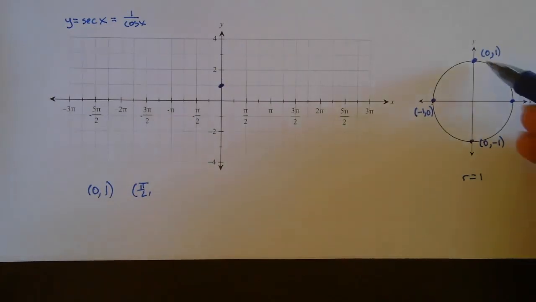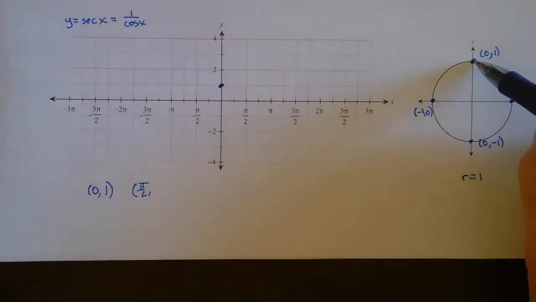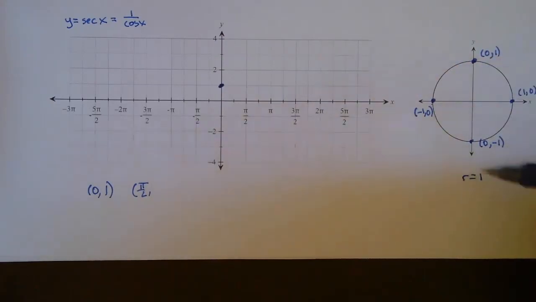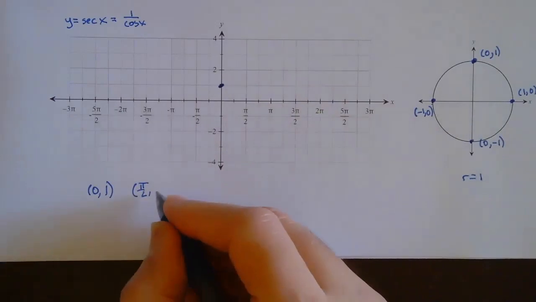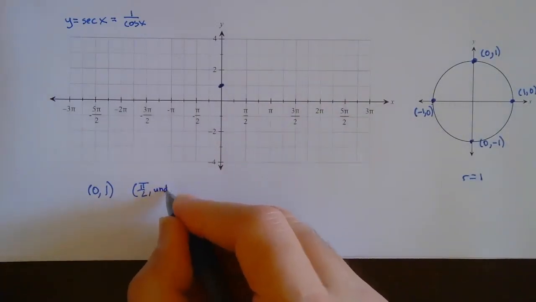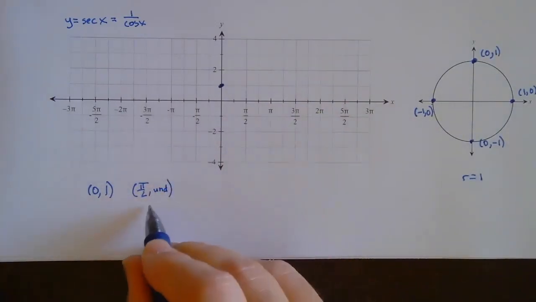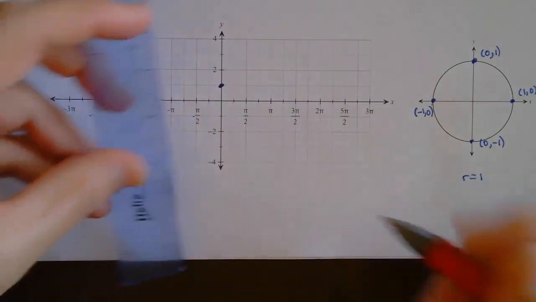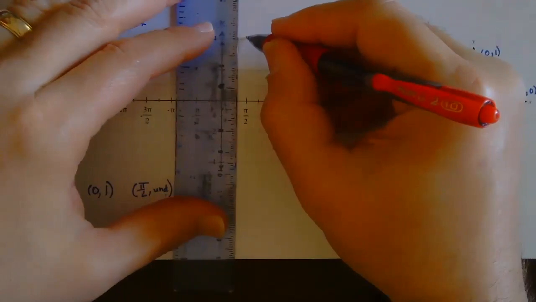Pi over 2 would put me right here, right? Cosine is x over r, so this is going to be r over x, so it'd be 1 over 0. Now, what's 1 over 0? That's undefined, right? So I'm just going to go right to saying undefined because we've done this enough, I think. What does that tell me? We have a vertical asymptote there, right? Because we have 1 over 0. Okay, so we have a vertical asymptote at pi over 2.